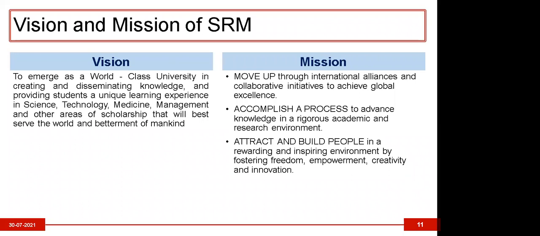And to this, they have a mission like this: move up through institutional international alliances and collaborative initiatives to achieve global excellence and accomplish a process to advance knowledge in a rigorous academic and research environment, attract and build people. So once again, human resource they are looking at. Attract and build people in a rewarding and inspiring environment, fostering freedom, empowerment, creativity, and innovation.